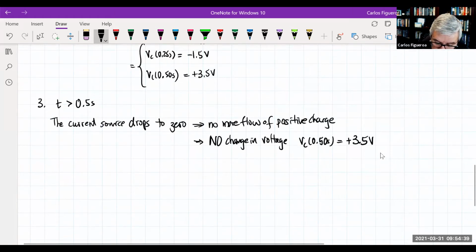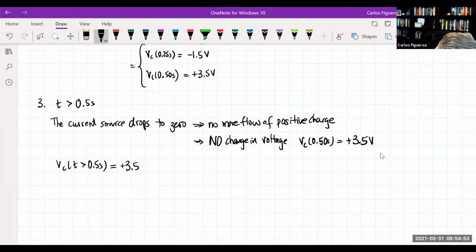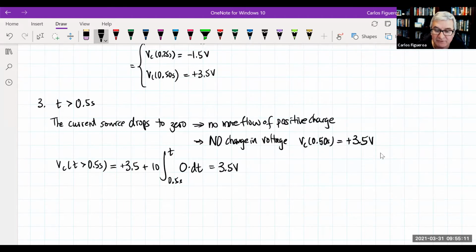Now, if I look at the equation, of course it has to say that. If I look at VC of t for t greater than 0.5 seconds, it's got to be its initial voltage. What's its initial voltage? It's got to be 3.5. And then I get the integral between 0.5 and t. And what's the current? It's 0 times dt. And of course, if there's no current that's going to flow, I'm always going to have 3.5 volts. So that's exactly what we expected, and mathematically, that's exactly what we're being told about the capacitor here.